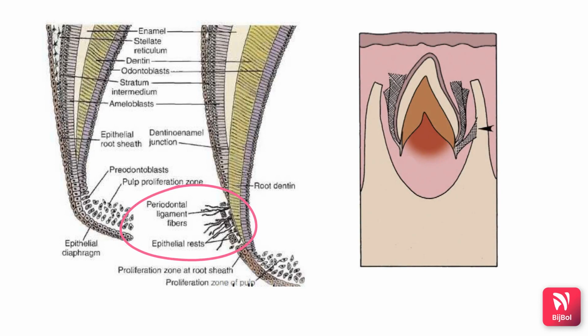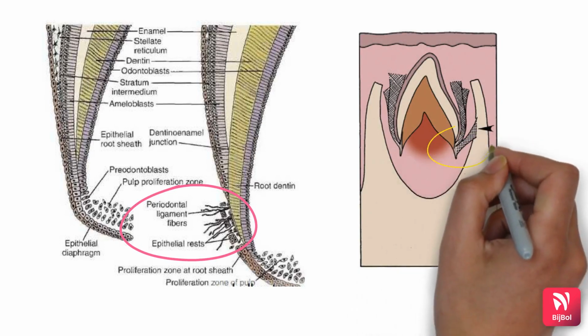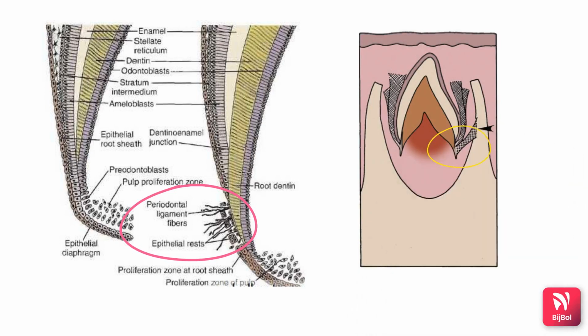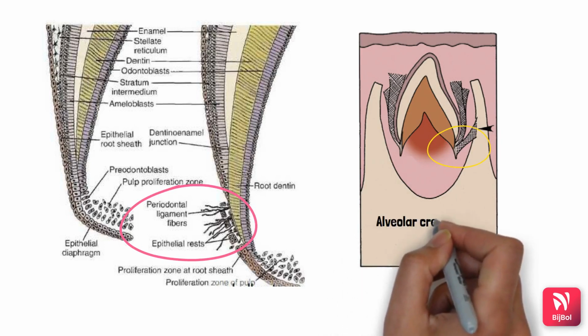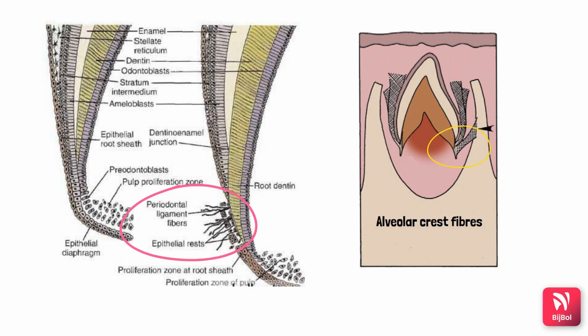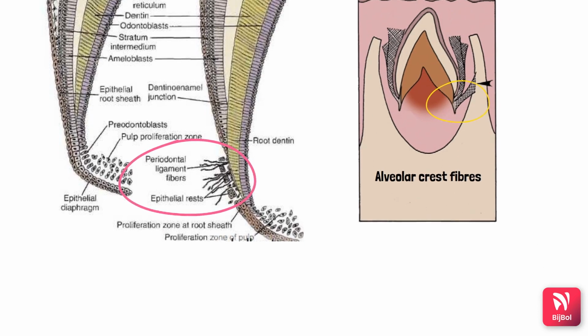If you see in the second picture, a crown is formed and now the root formation has started. The first group of fibers which start to extend from the cementum towards the alveolar bone on the other side are called the alveolar crest group of fibers. These are the first fibers and they are formed in an oblique direction. These are the first group of fibers formed in a periodontal ligament.